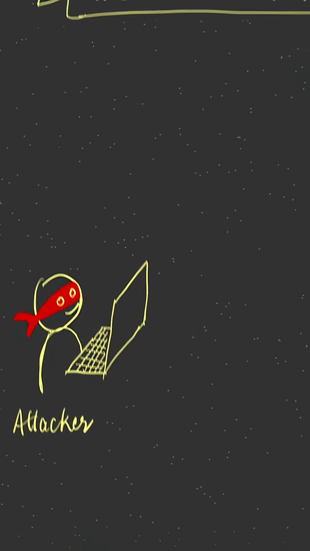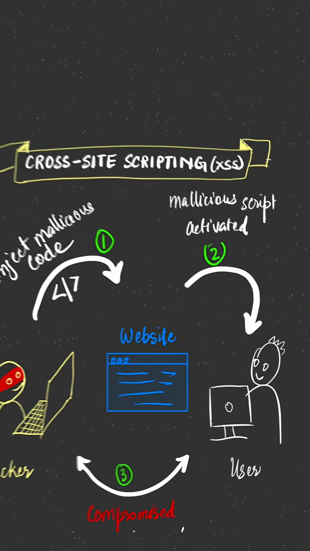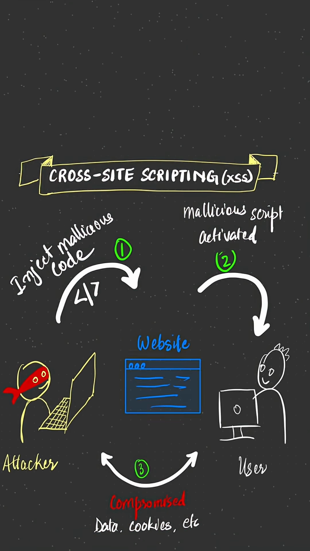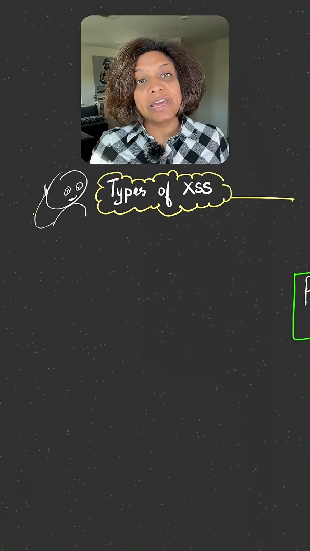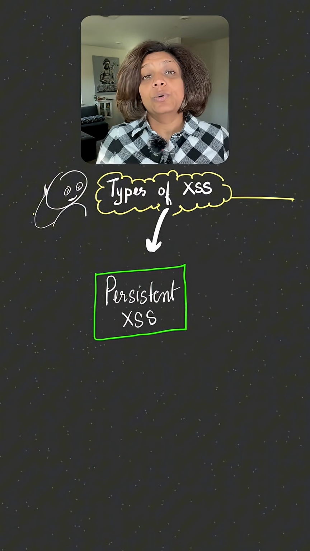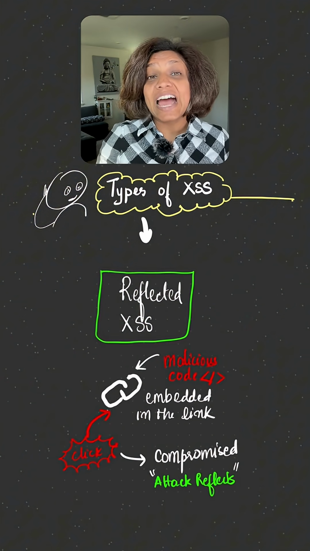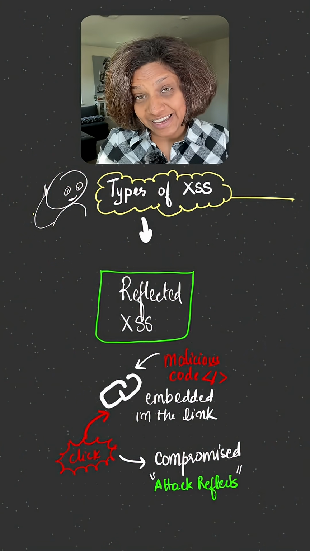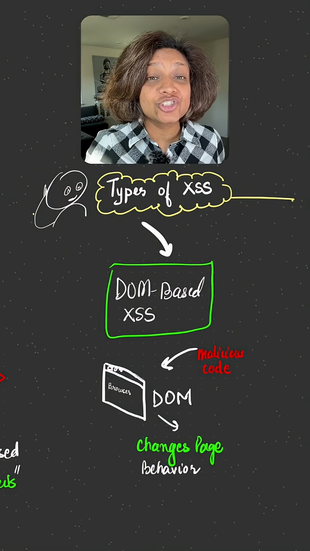In 2020, Zoom discovered attackers could inject malicious code through chat messages, potentially compromising millions of users. This is cross-site scripting, one of the web's most dangerous security vulnerabilities. Now, cross-site scripting comes in three main types: persistent, where malicious code is stored on servers; reflected, where attackers come through crafted links; and DOM-based, which manipulates your browser's page interpretation.